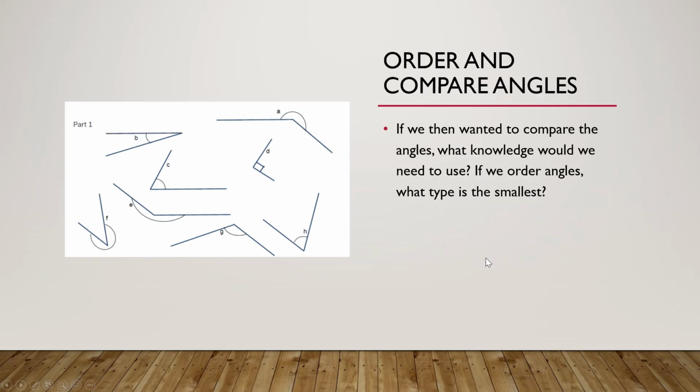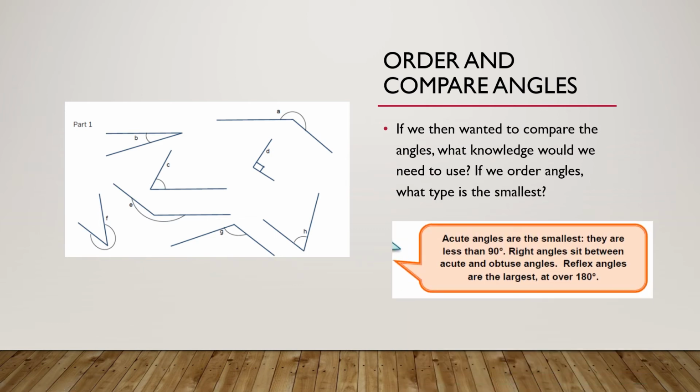So if you want to compare the angles, what knowledge would we need to use? If we order the angles, what type is smallest? Well, acute angles are the smallest. They're less than 90 degrees. Then right angles. Then the obtuse angles. And then finally, the reflex angles. So in this case, we know the acute angles. They were H, C, and B.